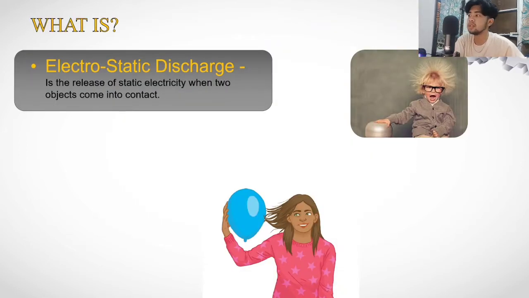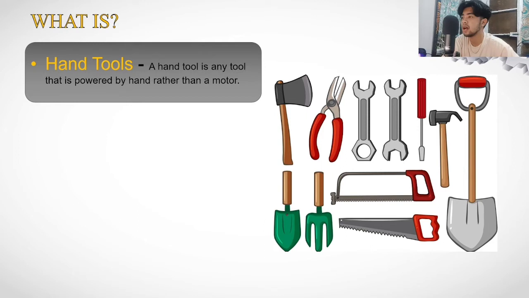So, what is electrostatic discharge? It is the release of static electricity when two objects come into contact. Familiar examples of ESD include the shock we receive when we walk across a carpet and touch a metal doorknob, and the static electricity we feel after drying clothes in a clothes dryer. What is a hand tool? A hand tool is any tool that is powered by your hand rather than a motor. Hand tools are very essential for our day-to-day jobs. They have been used by humans since ancient times to complete various useful tasks.